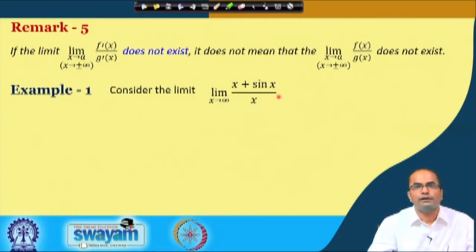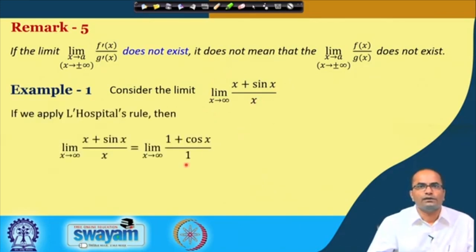So, in this case, if we just see what the form is here: x goes to infinity plus something finite, so the numerator is infinity, divided by again x going to infinity. So, we have the infinity by infinity form, and if we simply apply the L'Hopital rule, what will happen? If we take the derivative of the numerator, 1 plus sin x will become 1 plus cos x, and the derivative of x is 1, and we take the limit as x goes to infinity of 1 plus cos x.